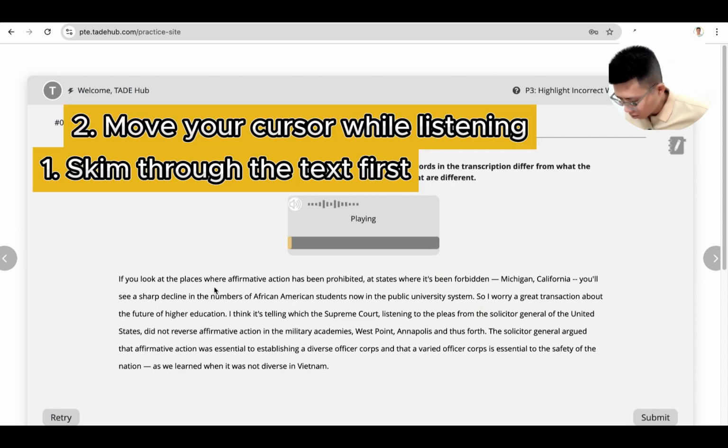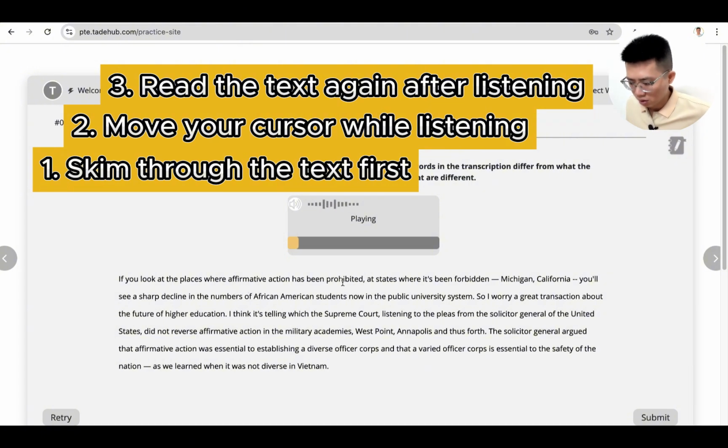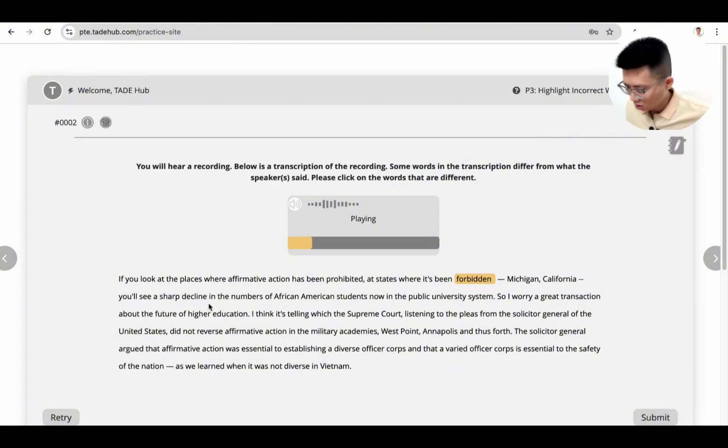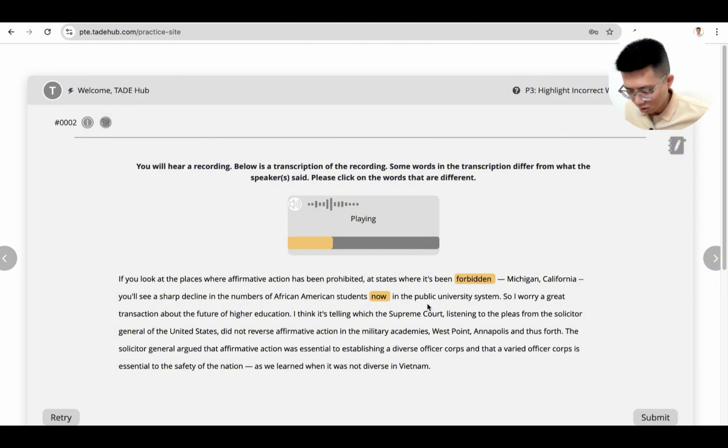If you look at the places where affirmative action has been prohibited, at states where it's been prohibited, Michigan, California, you'll see a sharp decline in the numbers of African American students present in the public university system. So I worry a great deal about the future of higher education.